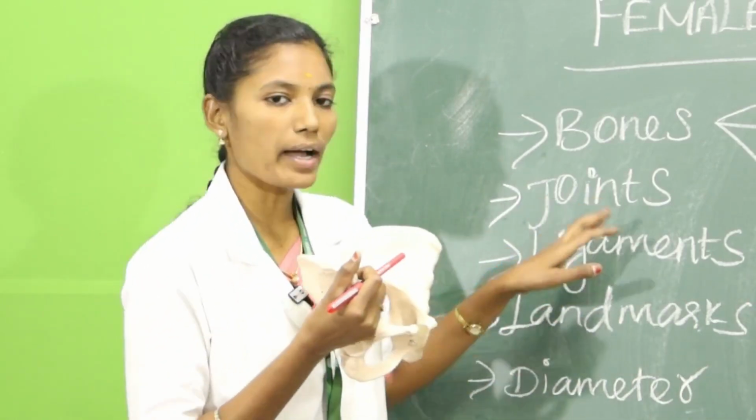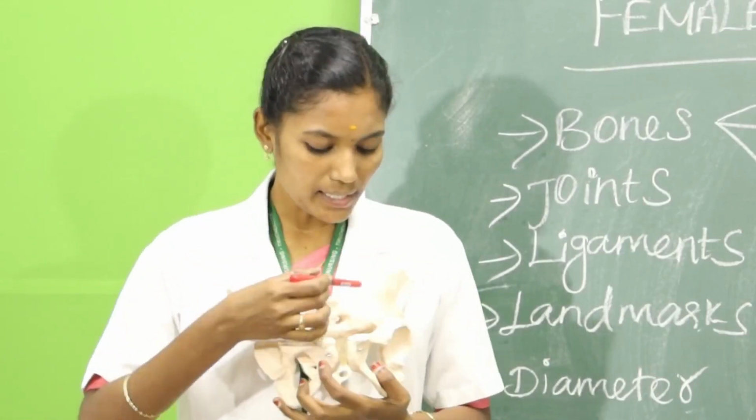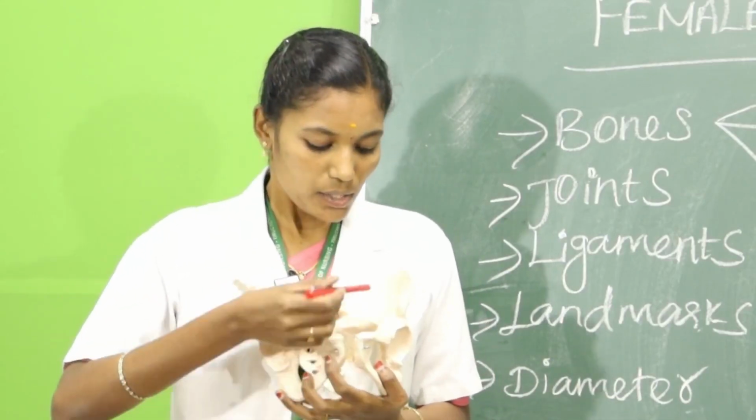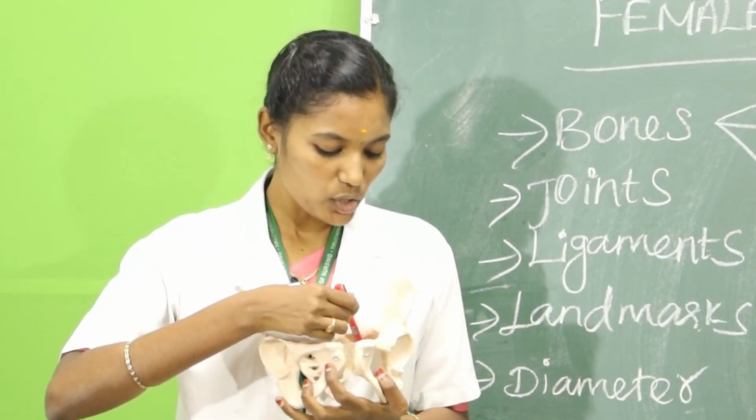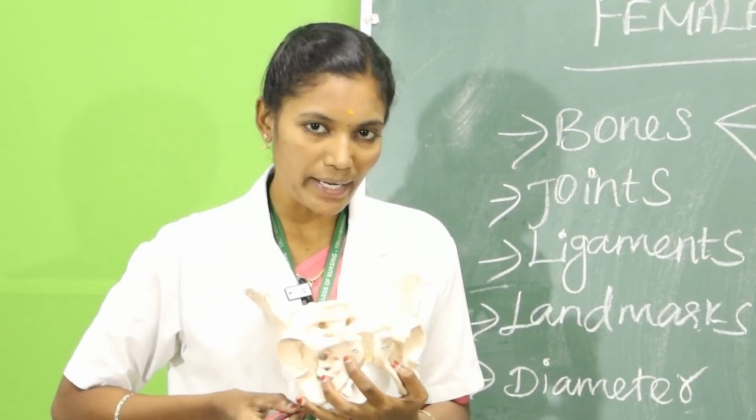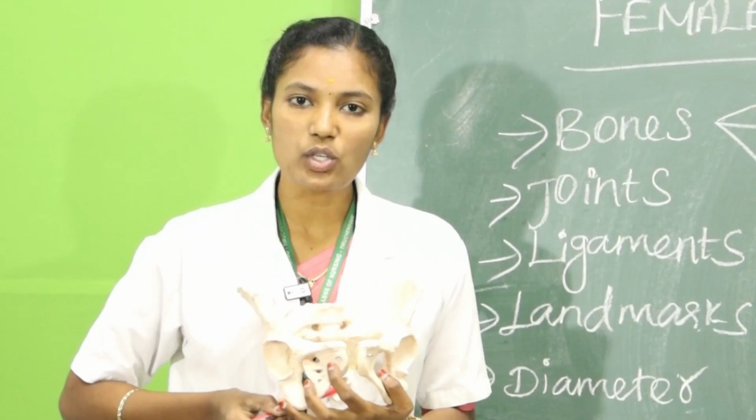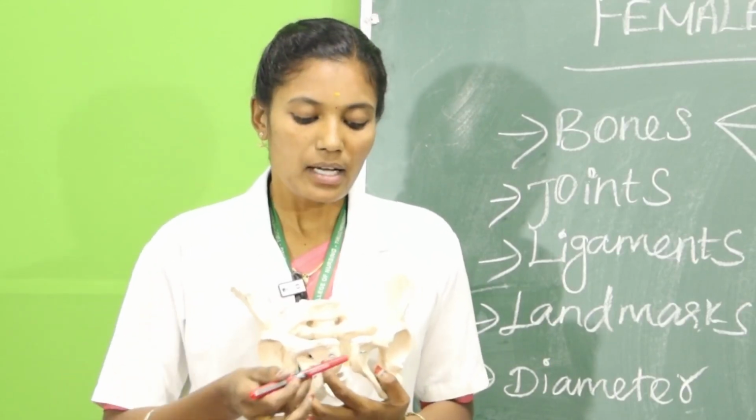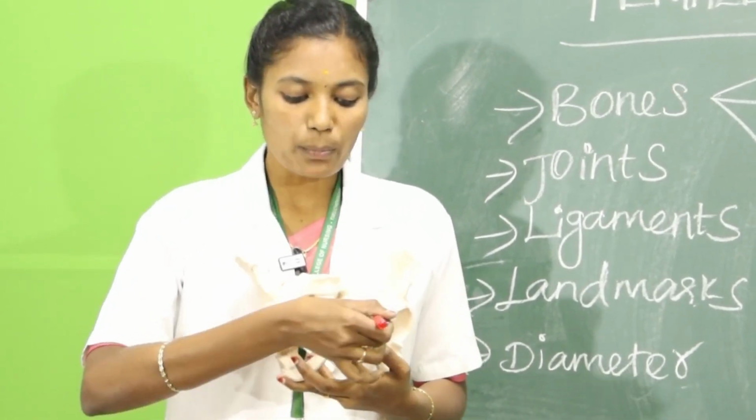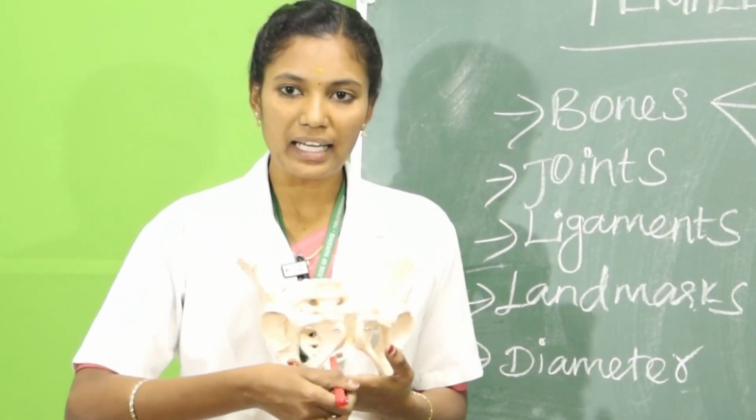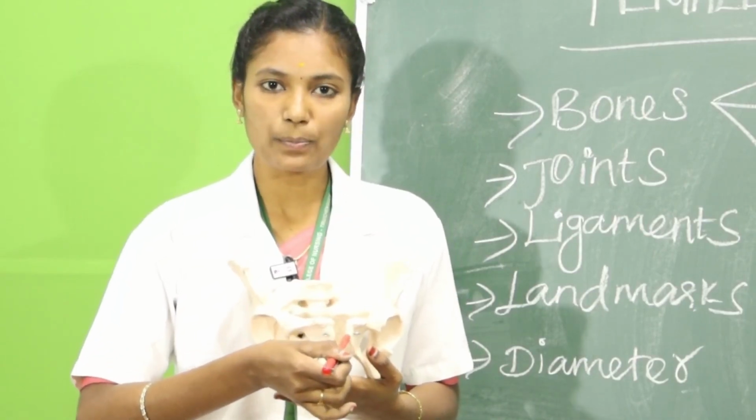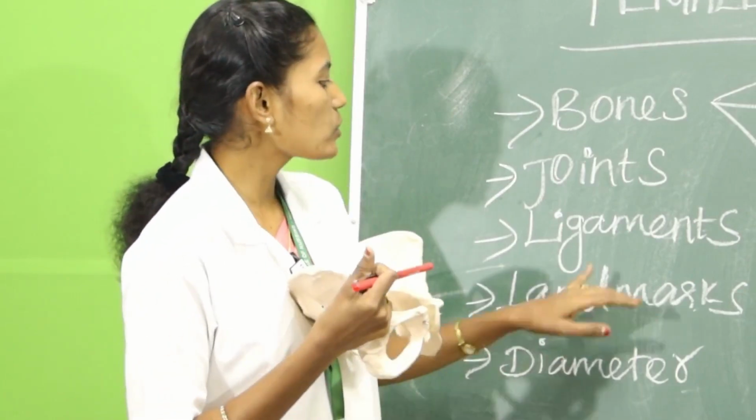Next are the joints. There are three joints: the sacroiliac joint, the sacrococcygeal joint and the symphysis pubis. The sacroiliac joint joins the sacrum and ilium. The sacrococcygeal joint joins the sacrum and coccyx. In the symphysis pubis, the upper part is the superior ramus and the lower part is the inferior ramus. It is arch-shaped, and the two pubic bones are joined at the symphysis pubis. So, three joints in total.